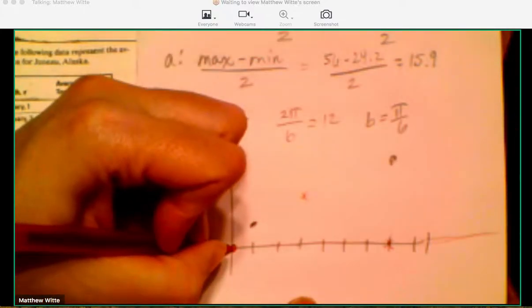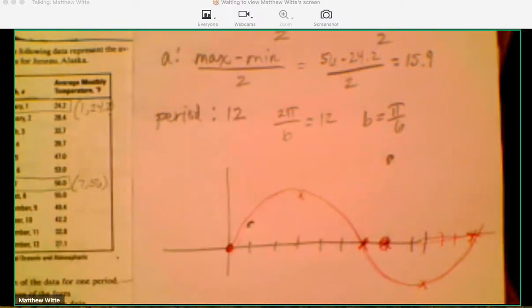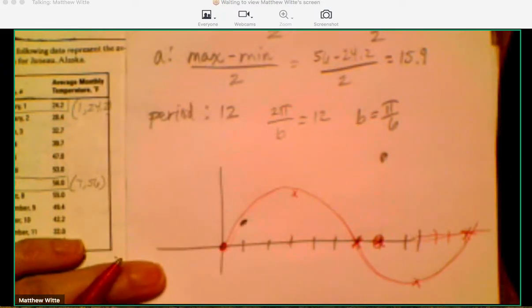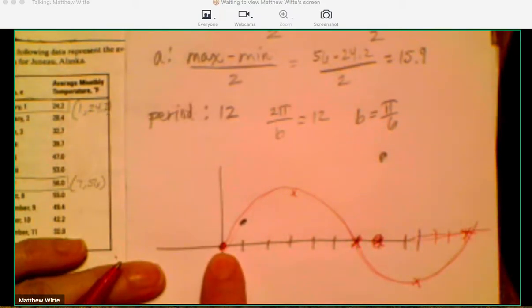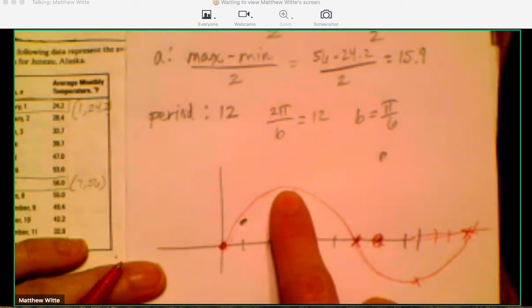And then 1, 2, I shouldn't be going 4, I should be going 3. 1, 2, 3, sorry. And then 3 months later, 1, 2, 3, I should be hitting my low. And then 1, 2, 3, I should be hitting back. So this is what would happen if life was perfect and I had a sinusoidal function without a shift. But it's not doing that. So the question is, what is the shift of where my max should be?